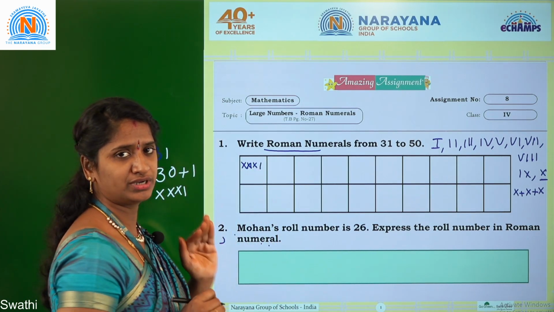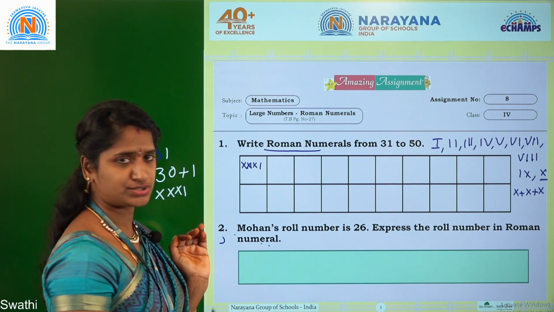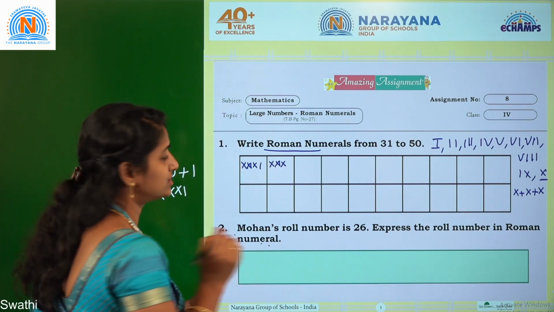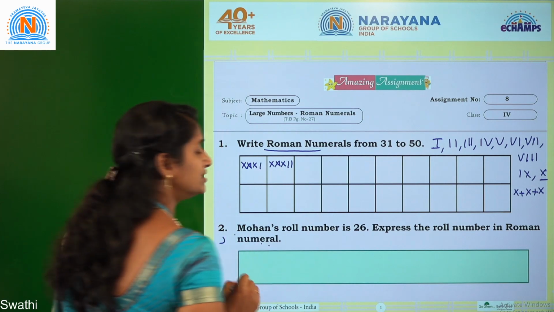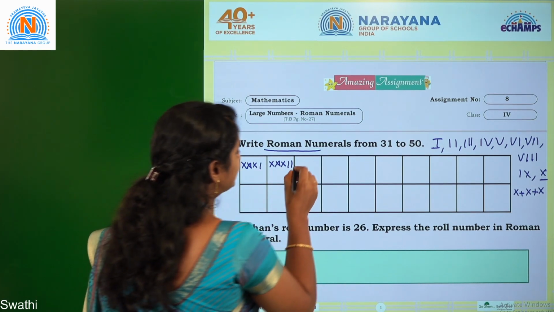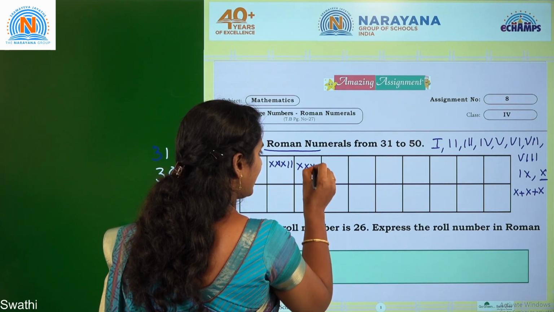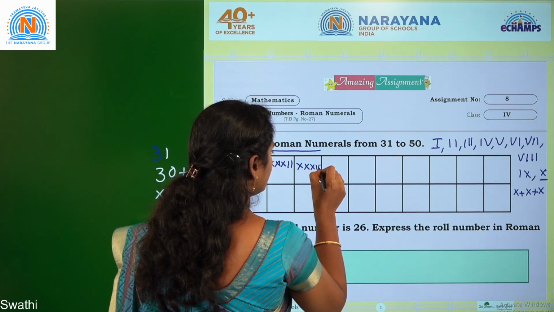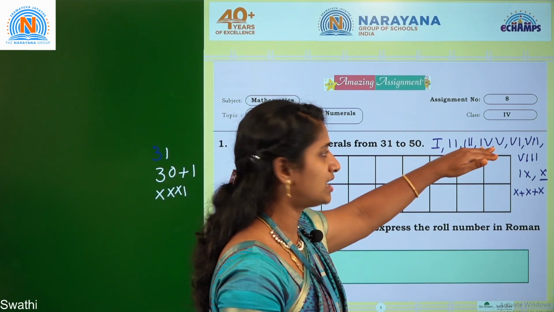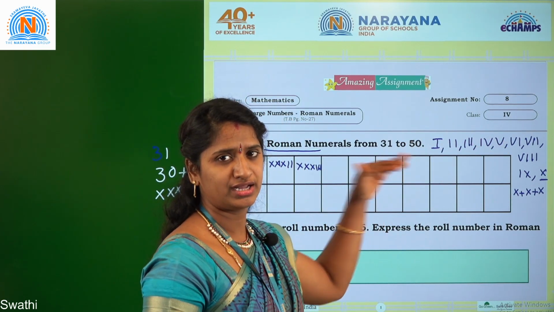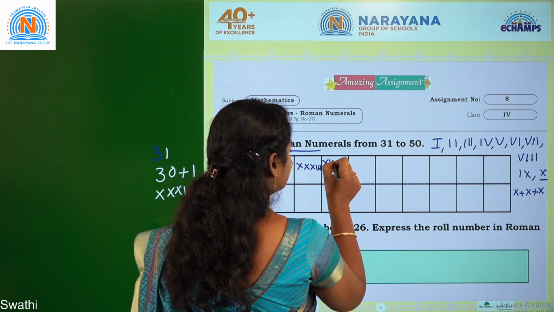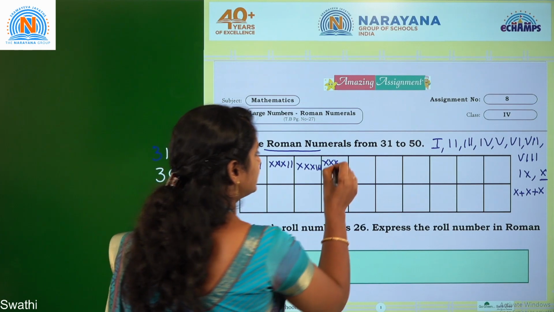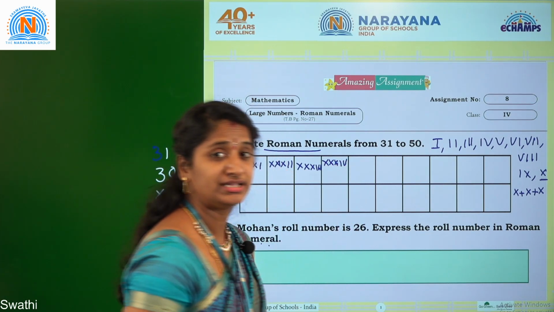And 32 is also the same. 30 plus 2. 30 means XXX and 2 means II. So it is 32. And now 33 means XXX and 3 means III. Now you can check. 4 means IV, so 34 is XXXIV.